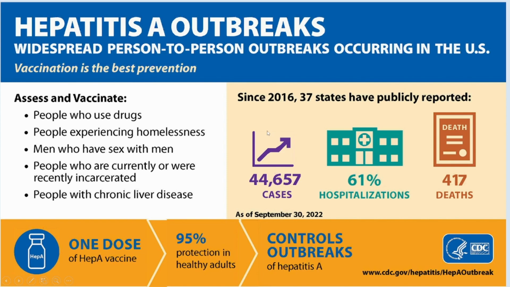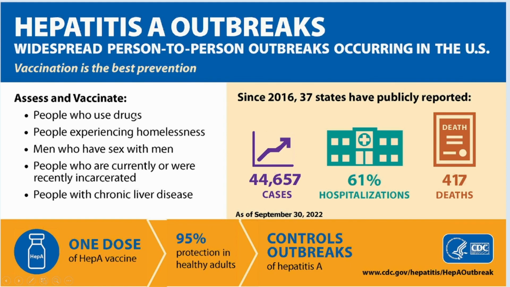In 2016, 37 states publicly reported 44,657 cases, 61% hospitalization, and 417 deaths. So it looks like a high mortality rate. And after that, how can we prevent this virus? By using the proper vaccination timing, and by treating the patients with specific care.